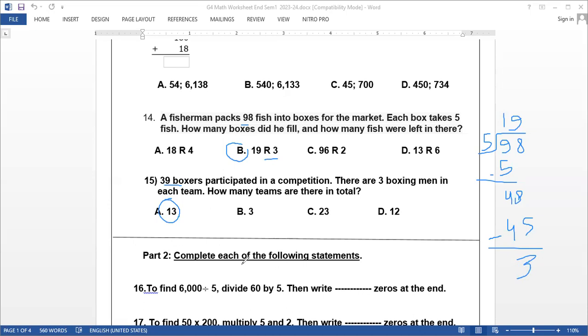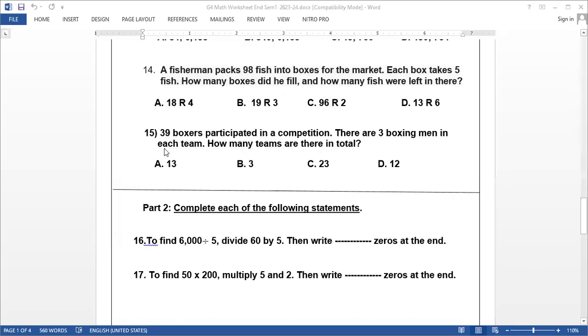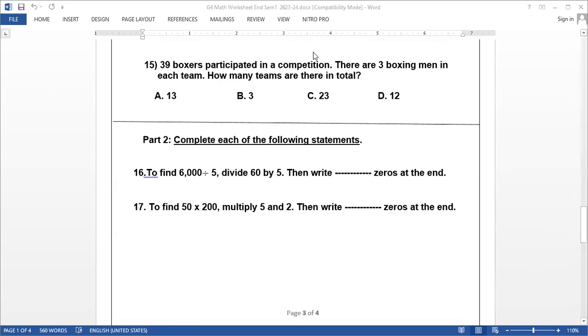Question number 2, complete each of the following statements. To find 60,000 divided by 5, divide 60 by 5, then write how many zeros. Here I divide 60 by 5. So remaining we have 2 zeros, yes? Because I cannot divide 6 by 5, I take 60 divided by 5. So the remaining zeros are 2 zeros at the end.